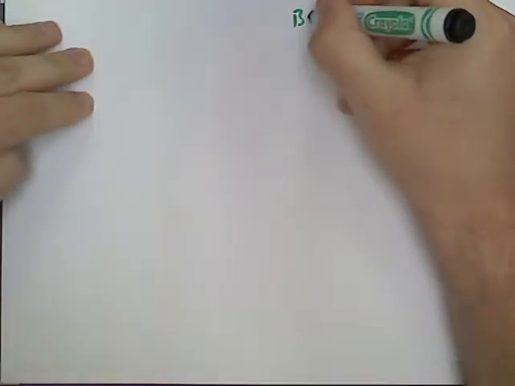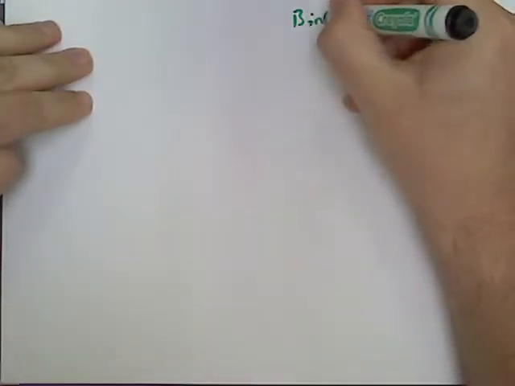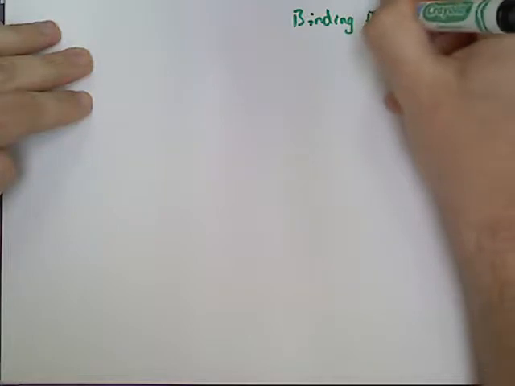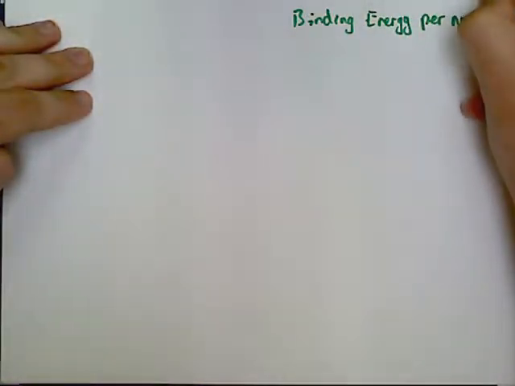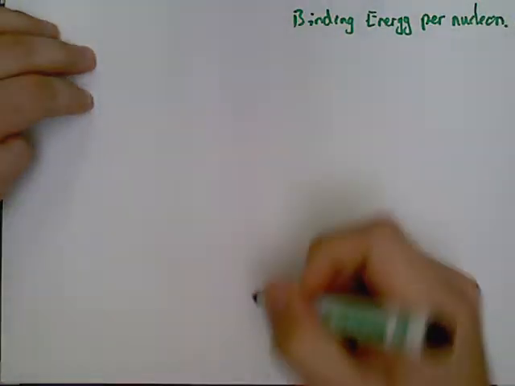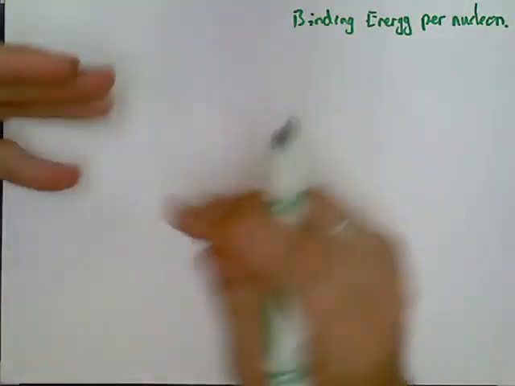Right, in this video we're going to talk about the binding energy curve. Now in the previous video we talked about what binding energy was and how it's used in conjunction with Einstein's energy equation. Now we're going to look at a binding energy curve, and we need to look at a new kind of variation on binding energy, which is binding energy per nucleon.